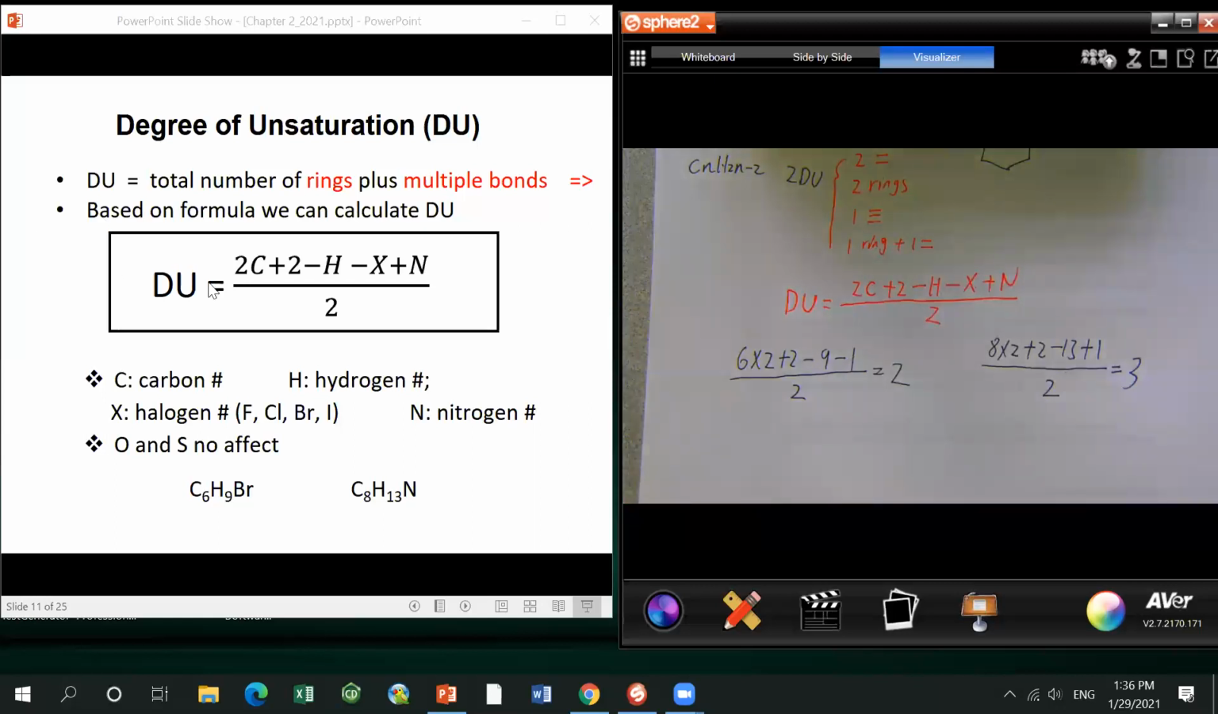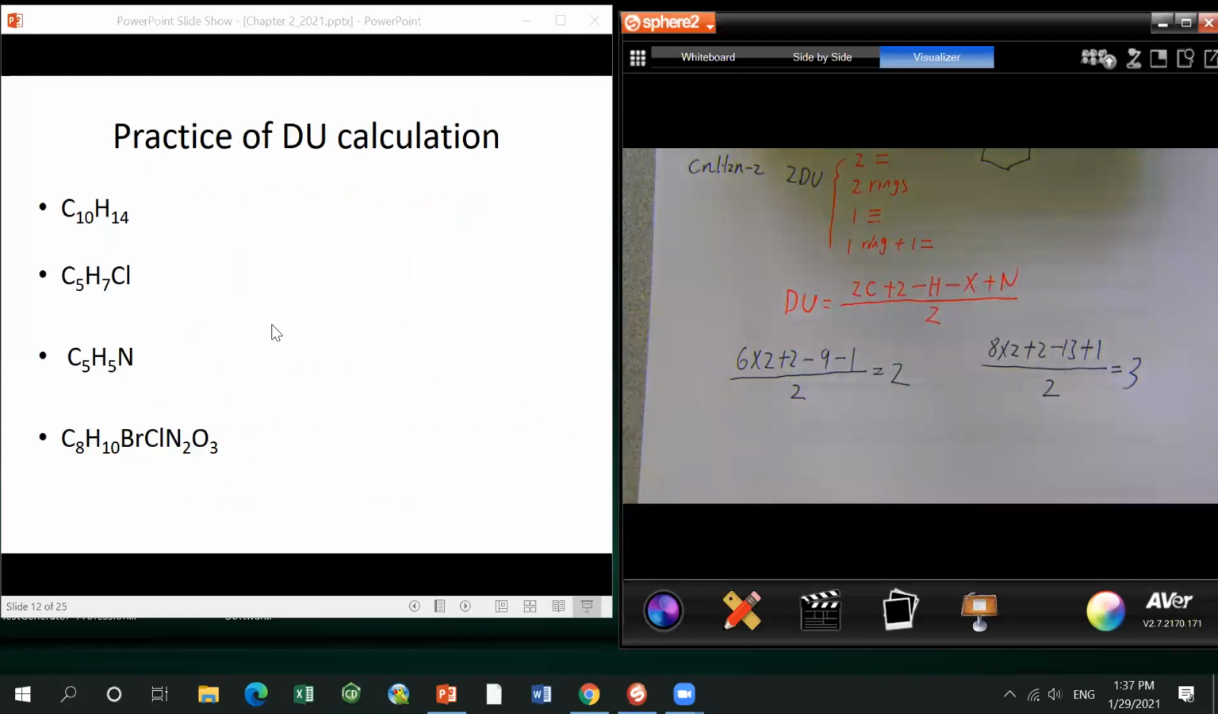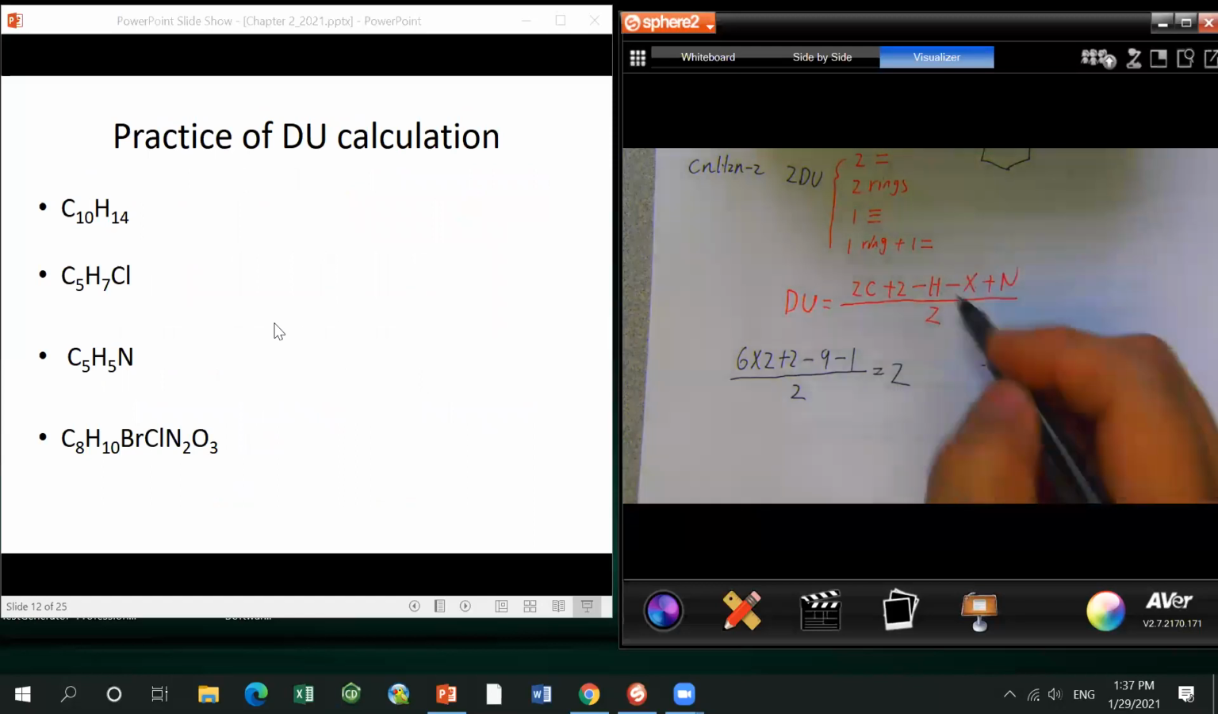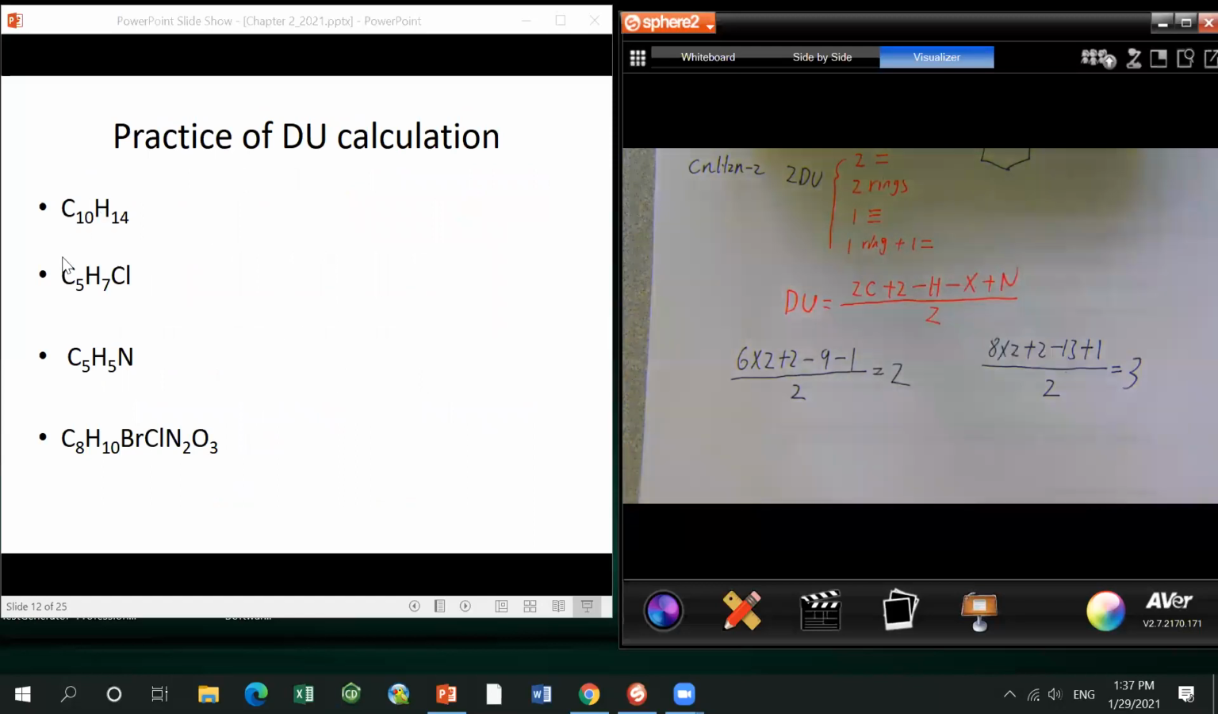All right, that should be pretty easy. As long as you remember the formula, it should be easy to figure out the degree of unsaturation. Now it's your guys' turn. Try to use this equation to calculate the degree of unsaturation for these four formulas.